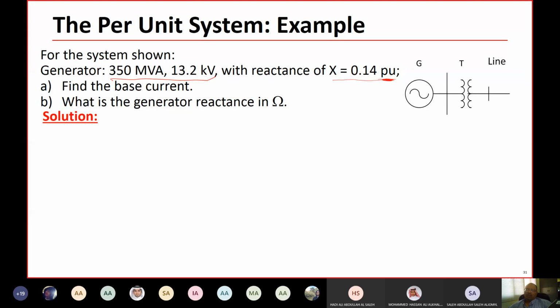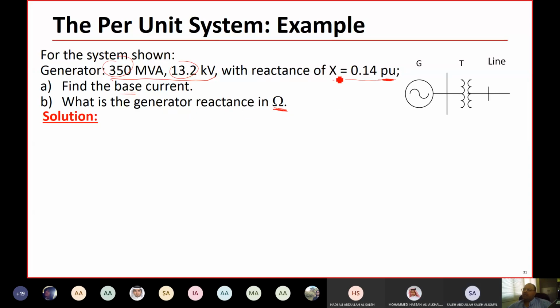I think it is straightforward, similar to what we have given before. It is S base over square root of 3 V base, and if you take this as a base value, and this is a base value, you can easily get the base current. What is the generator reactance in ohm? We should find the base reactance and multiply by the per unit. Exactly, yes, you are right.